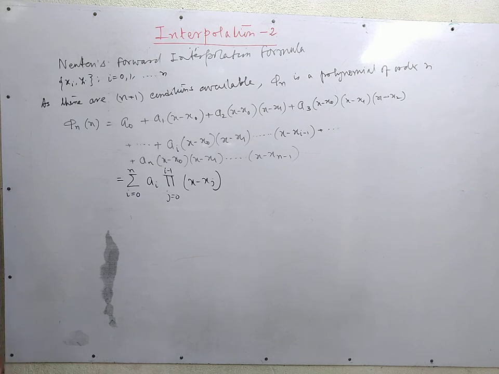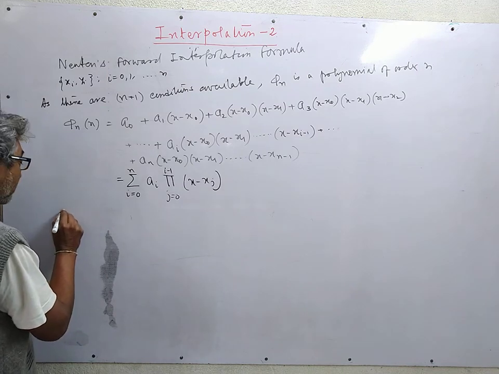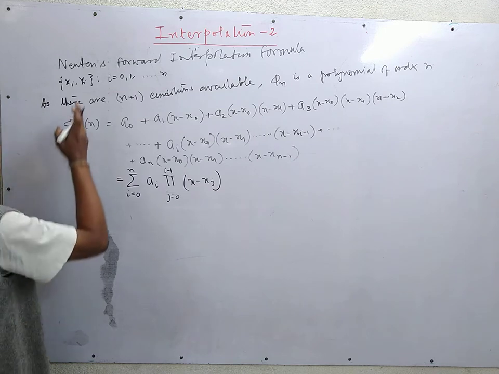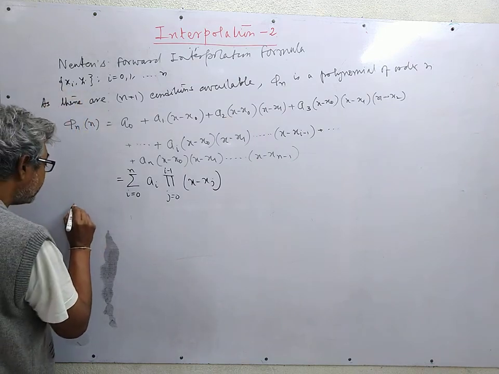Now, to determine the constants, we recall the requirement of interpolation, that at a given value of x which belongs to the given set, y is exactly reproduced.